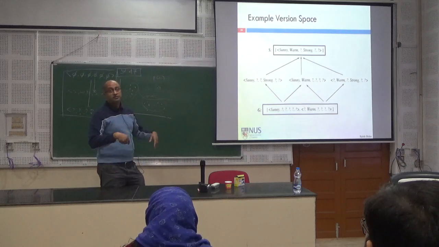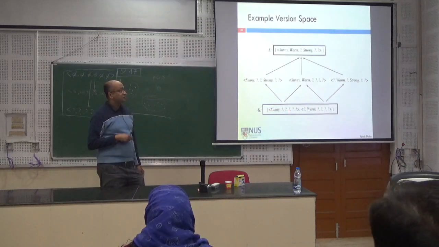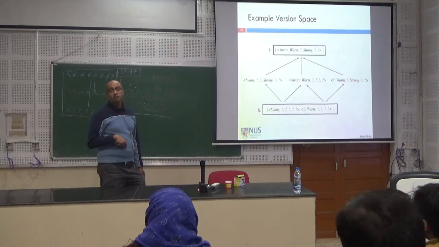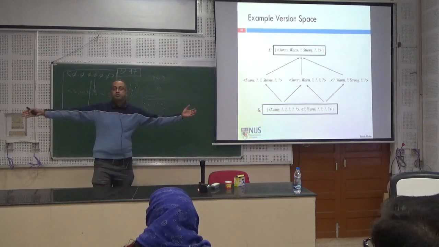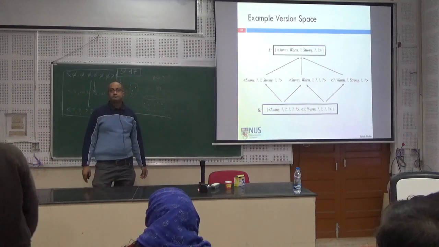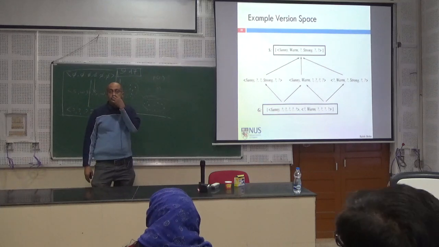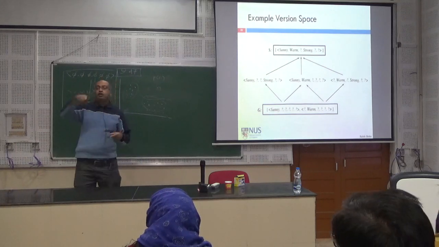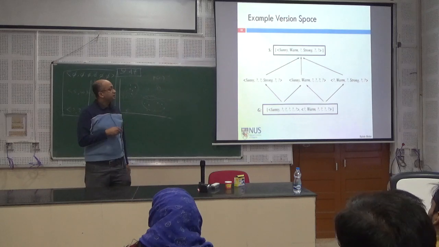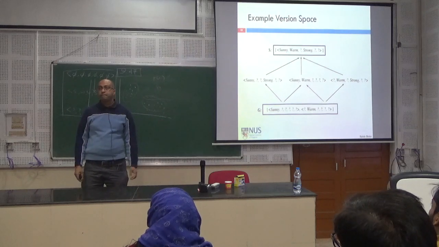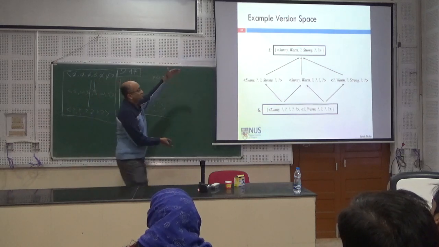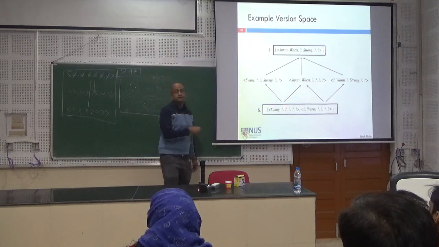And I could go even further. I could say just look at sunny or just look at warm. That would be the most general case. Right? I cannot have all question marks. Why? Because I definitely want sunny in there. So this would be a representation of my version space.